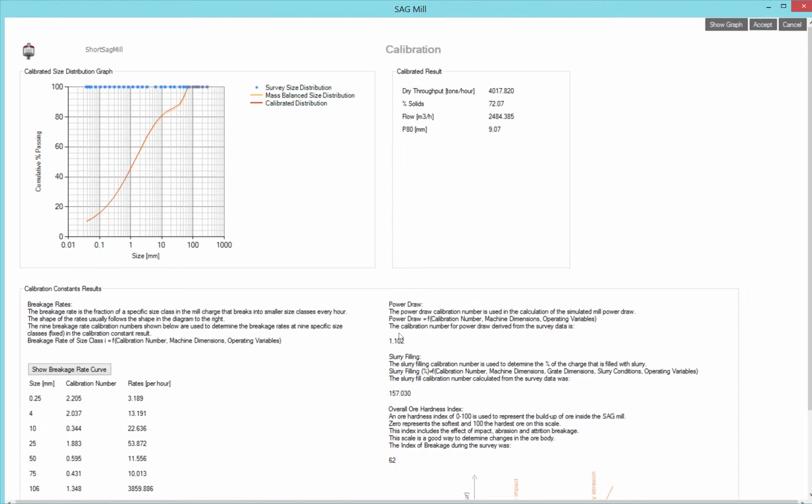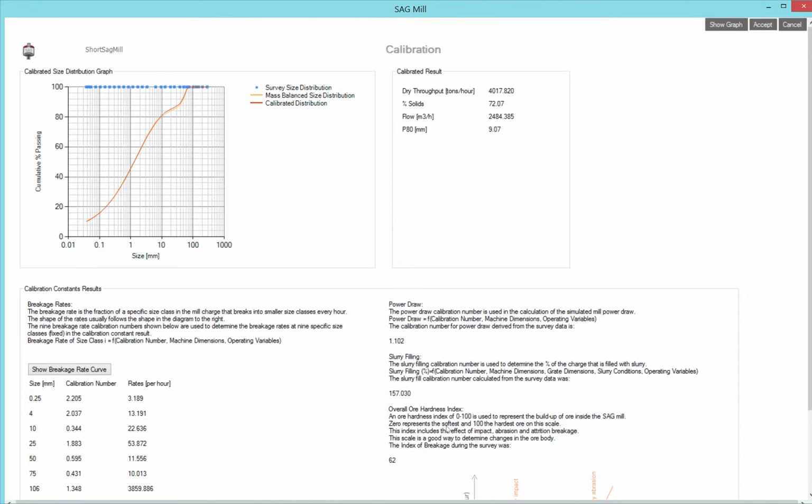So for the power draw calculation, this is our calibration result. For the slurry filling, this is the number. And then, very importantly, with MetSMART, we can predict the hardness of the ore in the sag mill during operation. So you don't need to do various tests on the ore sample that is going through the sag mill at that time. Now this deserves a discussion on its own, and for this we have a document which explains exactly how this number is derived and how it works.